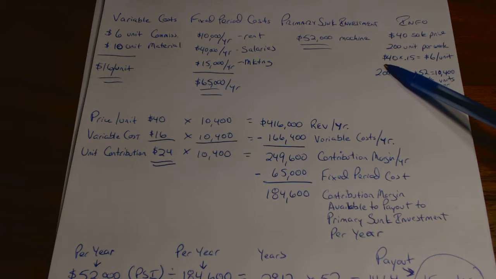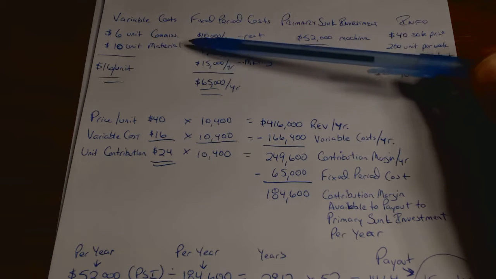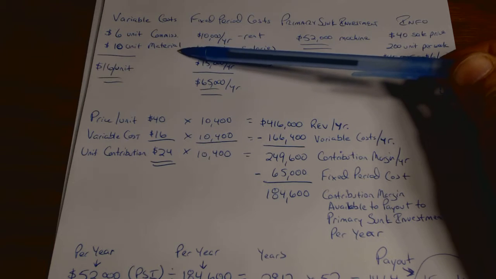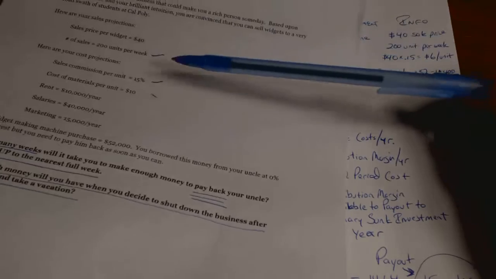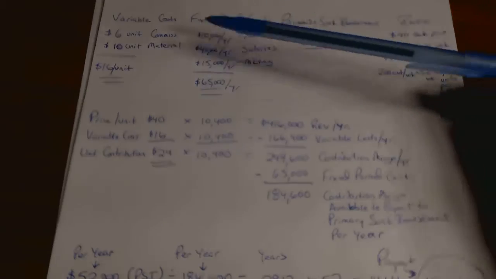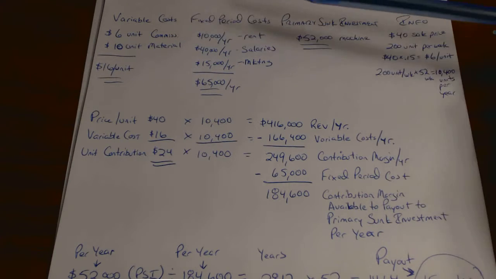And then for commission, $40, they said it was a 15% commission per unit. $40 times 0.15 is $6 per unit of commission. So let's look at our variable cost first. $6 per unit commission. $10 per unit material cost, and they told us on the worksheet that the cost of materials per unit was $10. So that tells you your variable cost per unit, okay?